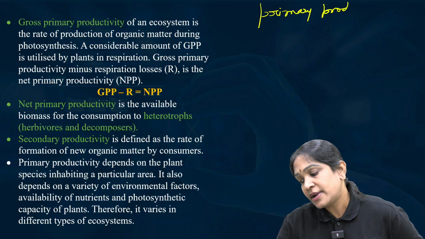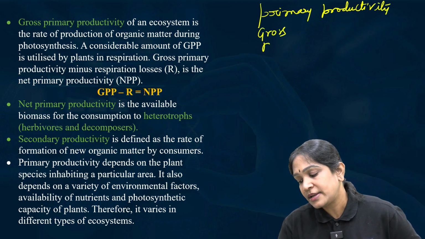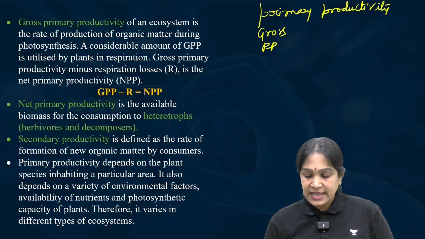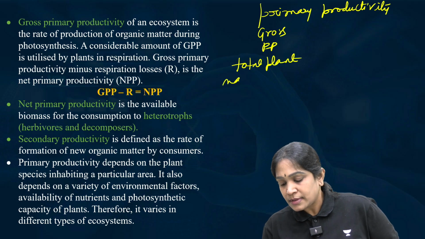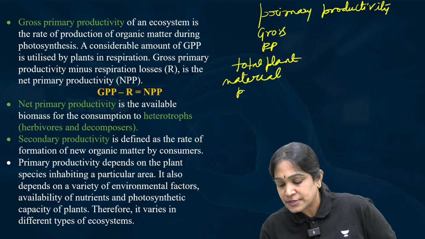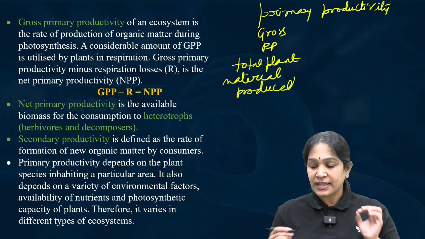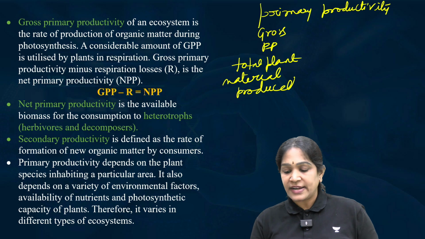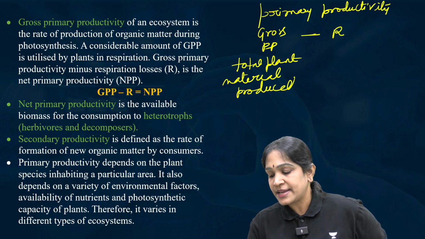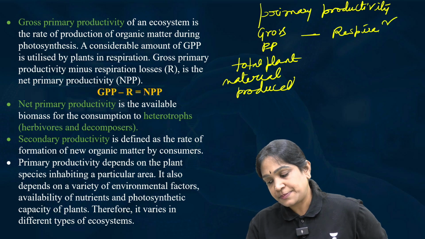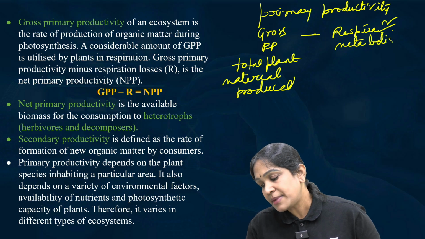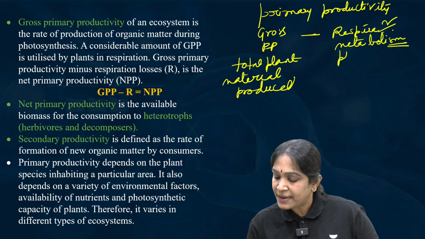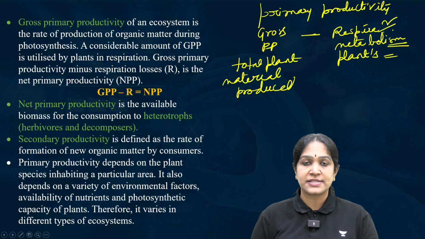In primary productivity, first we have gross primary productivity. Gross primary productivity is the total plant material which is produced. Then gross primary productivity minus respiration. Respiration means, indirectly, the total metabolism. Whose metabolism? The plant's metabolism process.